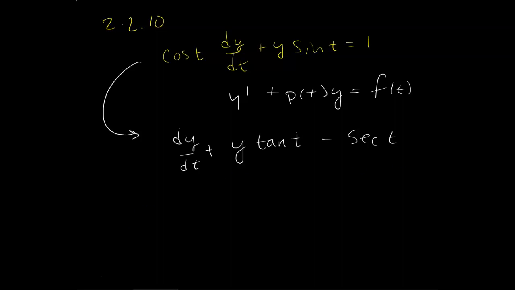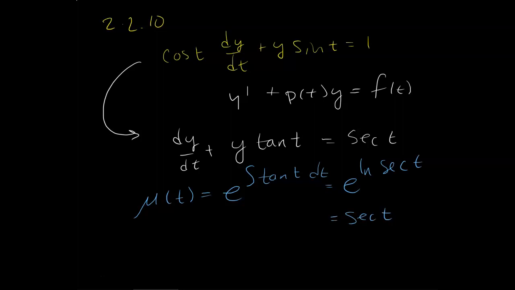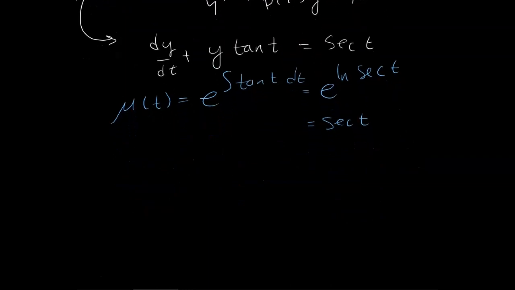So here we are going to use the integrating factor method. To get your integrating factor, which is mu, we do e to the integral of whatever is with the y, tangent of t dt, which gives you e to the natural log of secant, or just secant of t. So this is an informative mu. What this allows us to do is to rewrite the left-hand side of our equation simply as the derivative with respect to t of mu times y. So mu of t times y.